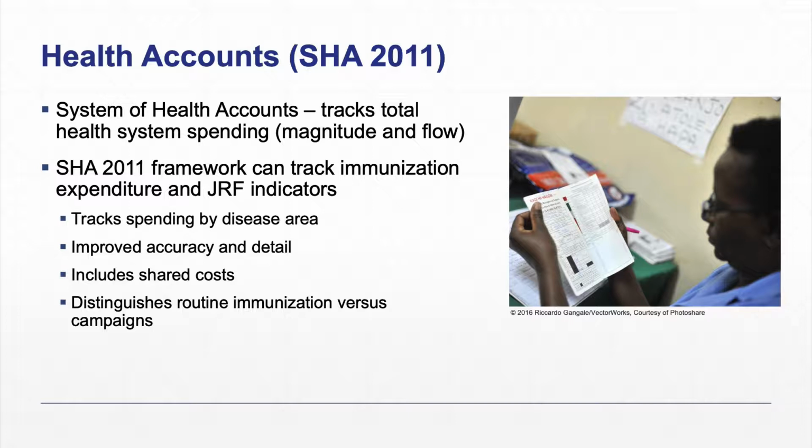It turns out that the latest version of this framework, the Health Accounts Framework, which is called SHA 2011, since that's when it was developed, actually tracks spending by disease area. And one of those disease areas is vaccine-preventable diseases. So this allows the framework to track immunization expenditure with improved accuracy and detail compared to the JRF. Another advantage of the SHA framework is that it includes shared or unearmarked costs in the estimates. And if this framework is customized slightly, it can also distinguish spending on routine immunization versus spending on campaigns and supplemental immunization activities.